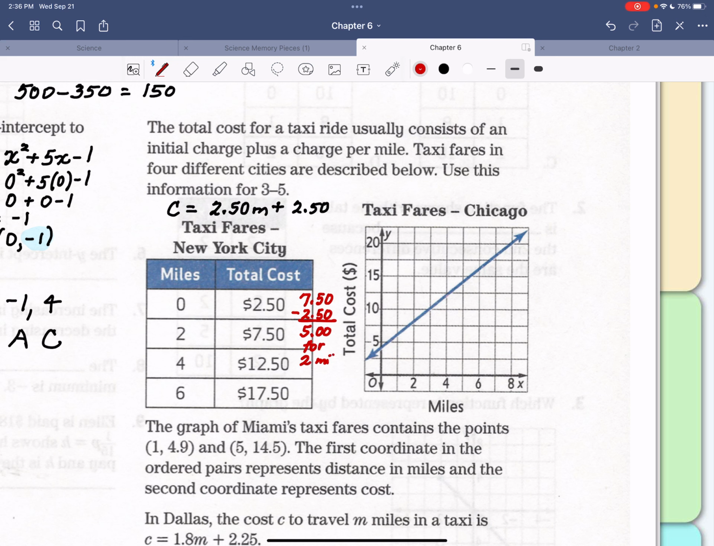But I want to know just 1 mile. So I'll do 5 divided by 2, and that is $2.50 per mile. You have to take out that y-intercept before you find your slope. Same thing on this one.